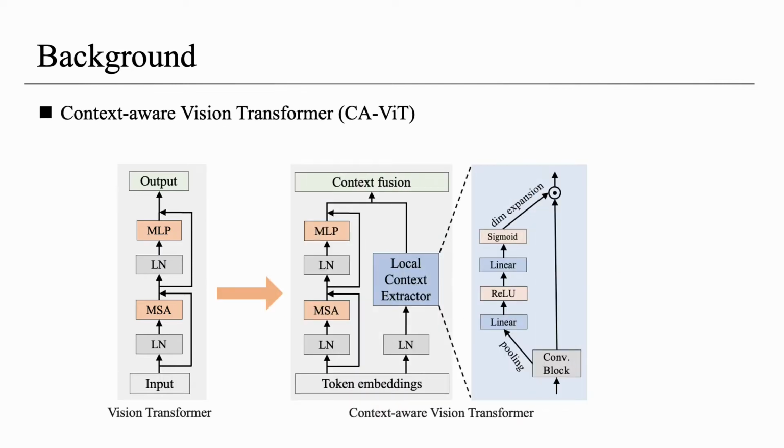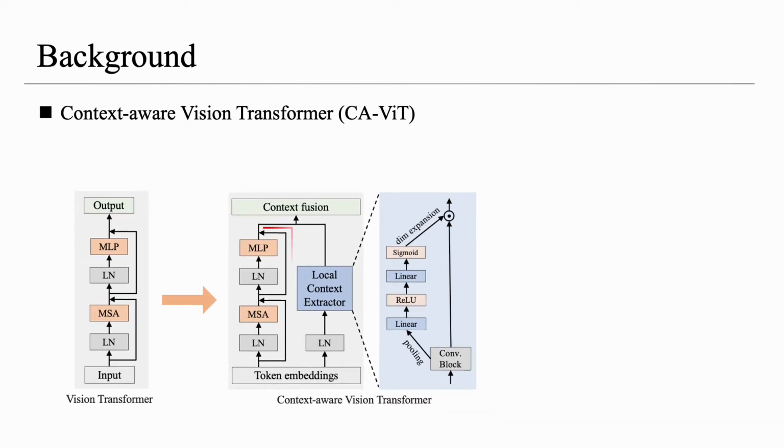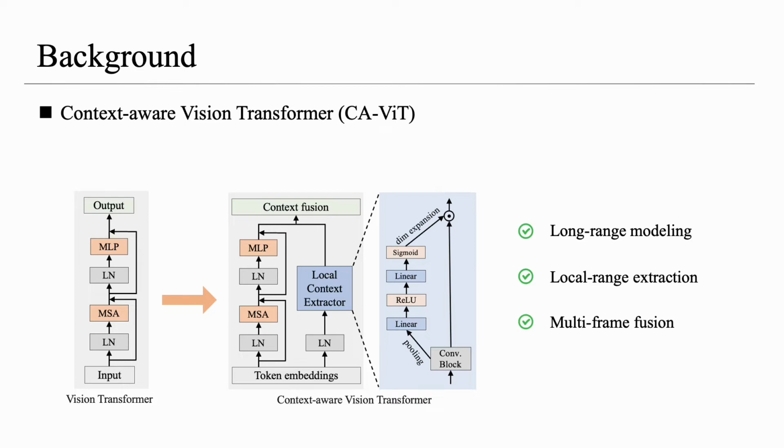To this end, we propose a novel context-aware vision transformer, which is formulated to concurrently capture both global and local dependencies with a dual-branch architecture. The global branch employs a transformer encoder to capture long-range contexts. For the local branch, we design a local context extractor, which extracts the local feature maps through a convolutional block and selects the most useful features across multiple frames by channel attention mechanism. The proposed CA-ViT makes local and global contexts work in a complementary manner.